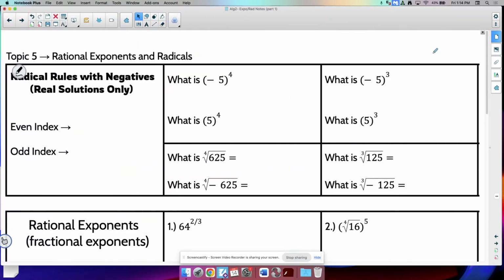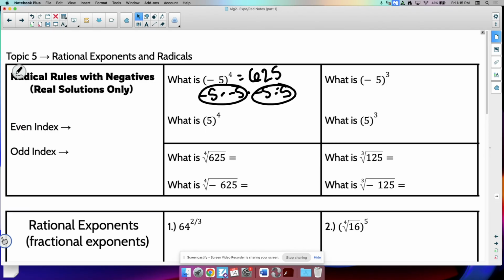Okay, so this beginning part, we're just going to talk about negatives because negatives can get a little dicey. When you see negative 5 to the 4th, that means how many negative 5s are multiplying together? 4 of them. So if I take 4 negatives and multiply them together, what is it going to turn into? A positive, because for every 2 negatives it makes a positive. So what's negative 5 to the 4th? It should be 625.